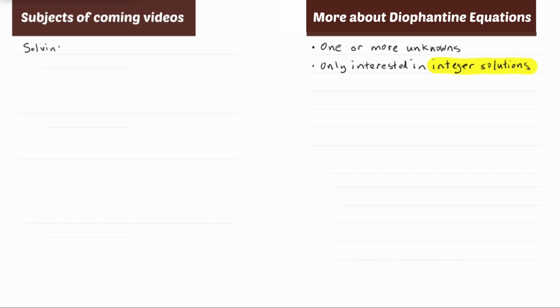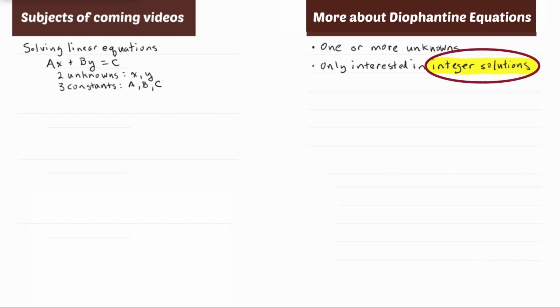We will look at solving linear equations. The equation will be in this form: ax plus by equals c. There are two unknowns, x and y, and three constants, a, b, and c. This equation draws a straight line. In coming videos, we'll see how to use simple continued fractions to find points on the line where both x and y are integers. Another subject is generating Pythagorean triples.